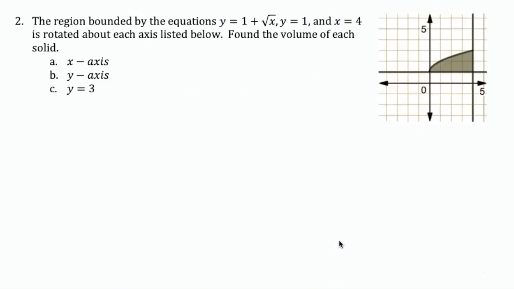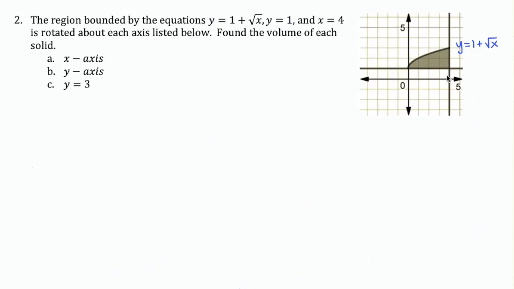Let's look at another example. Y equals 1 plus the square root of x is one of our functions, and that's the curve. We have the line y equals 1, which is this horizontal line, and the vertical line x equals 4. And there's our shaded region that's bounded by those 3 functions.